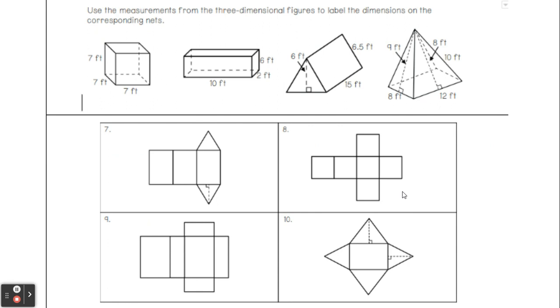What I want you to do now is label this on your paper, but we're going to go ahead and label the sides, and then I'm going to have you find the area of this.